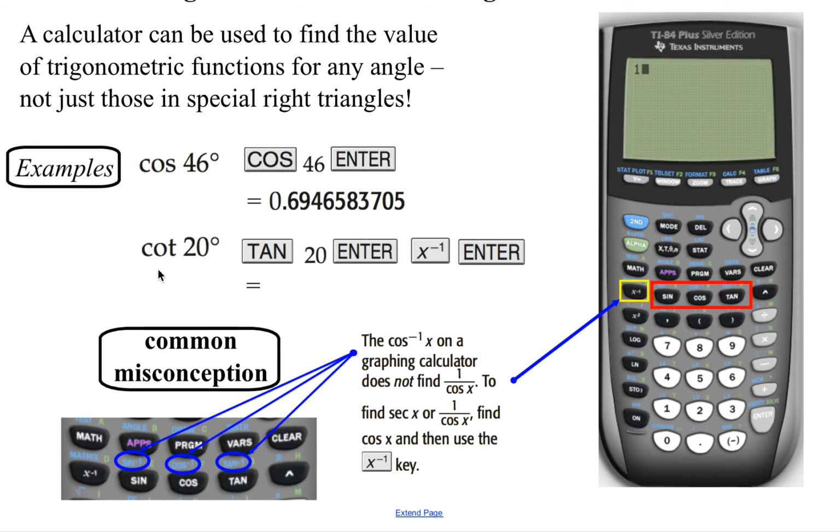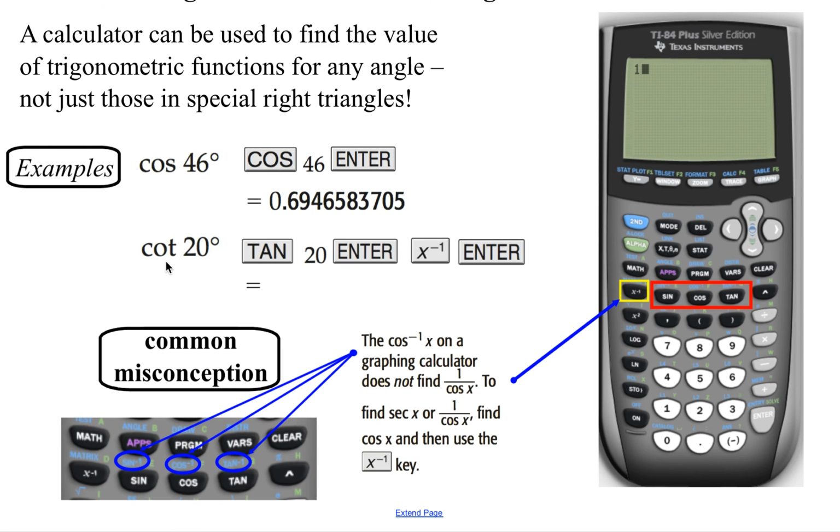And then if we want to find any of the reciprocal functions, those were the secant, the cosecant, and the cotangent, those we need to use this x to the minus 1 button. I have that highlighted in yellow right here. You will notice on your calculator there's a second function of your sine, your cosine, and your tangent function. Those are the inverse functions, not the reciprocal functions. This is very, very confusing, so I hope you're listening instead of just watching. I hope you're doing both. These inverse functions are used to find the angle measures.